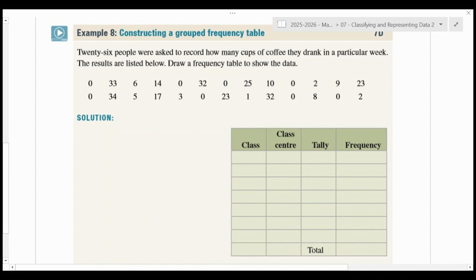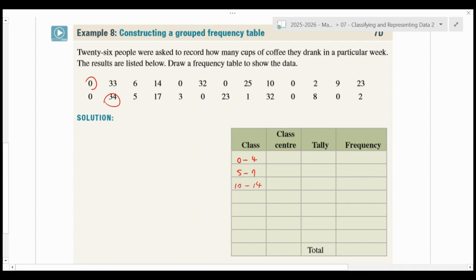In this case, if we have a look, it goes from 0 and it goes up to 34. So you could do it in tens, like you could do 0 to 9 and 10 to 19 and so on and so forth, but they might be too big a group. So you could then go, okay, well, what's my next option? Well, let's go 0 to 4 and then 5 to 9 and then 10 to 14.